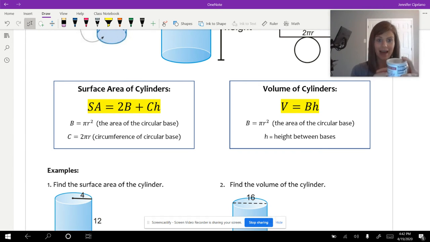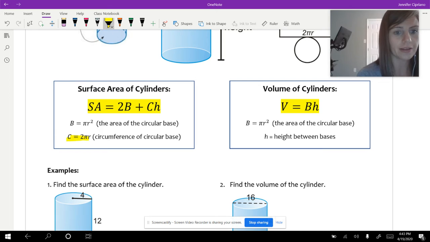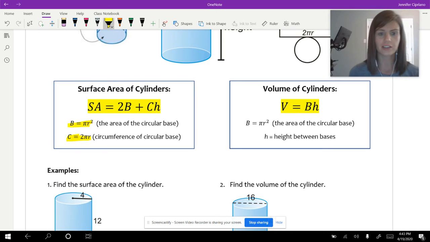And then we add to that the area of this rectangle. The area of a rectangle is its length times its width, or its base times its height. We just said that this length right here is actually the circumference of our circular base. That's why in your formula you see the C. C is the circumference of the circular base, the length of this rectangle. And then H is just the height of the cylinder. Remember that the circumference of a circle is 2 pi r. So these two formulas for circles get used in the surface area formula.